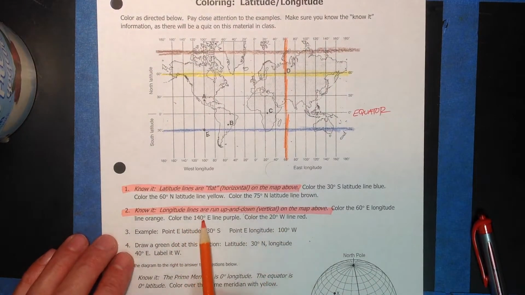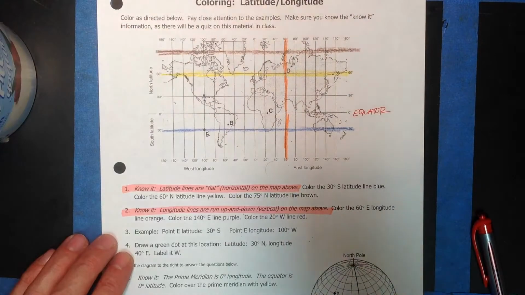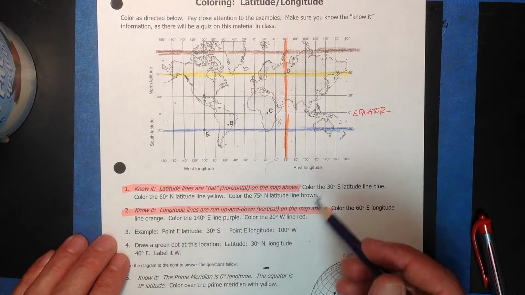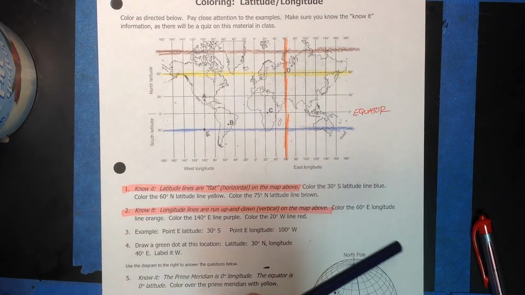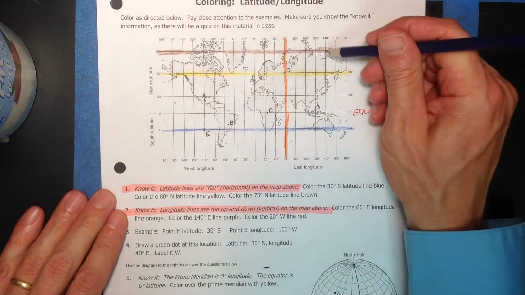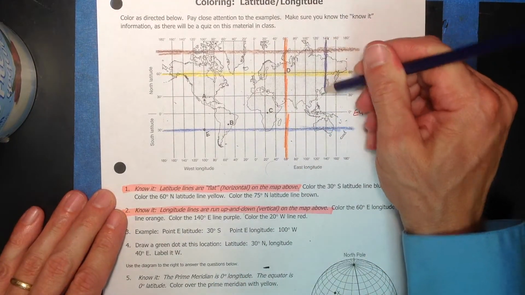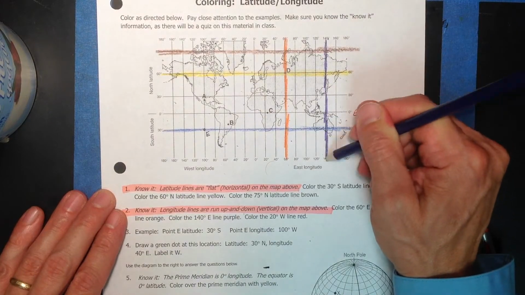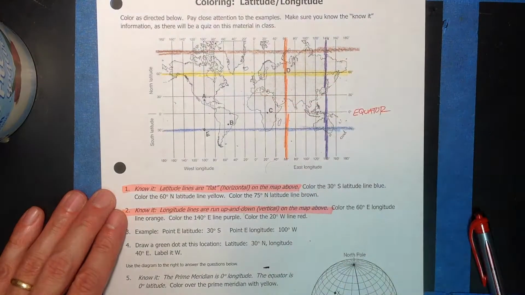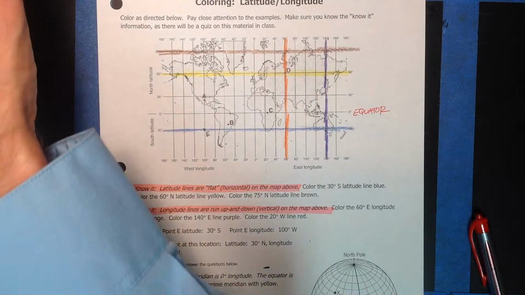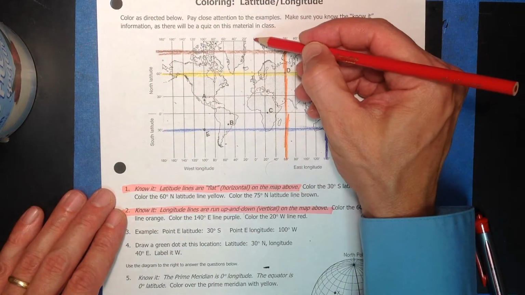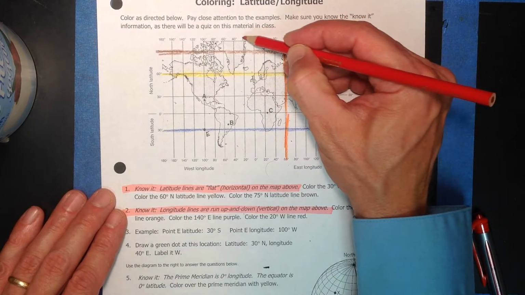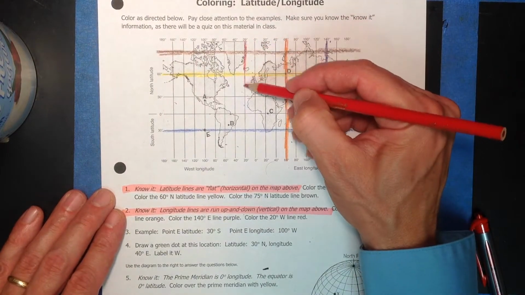And then we're coloring the 140 degrees east line purple. Purple, 140 east, is right here. Again, so this is my purple, 140 east, east of the prime meridian. Next up is 20 west line red. So this 0 here, this 20 here, that's 20 east, we want 20 west, that's this right here.